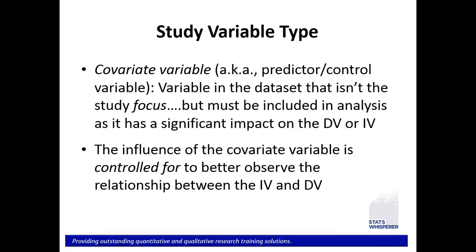Now, very important and discussed not as much as the independent and dependent variable, are the covariate variables, also called predictor or control variables. Those are the variables in the data set that aren't the study focus, but they're included in analysis because they have an impact on the dependent or independent variable. So if we're looking at happiness, we believe income also impacts happiness. So in addition to looking at whether you live with a dog or a cat, we also want to include income because we believe that impacts the dependent variable also. So the influence of the covariate variable is what they call controlled for, so we can better observe the relationship between the independent and dependent variables.